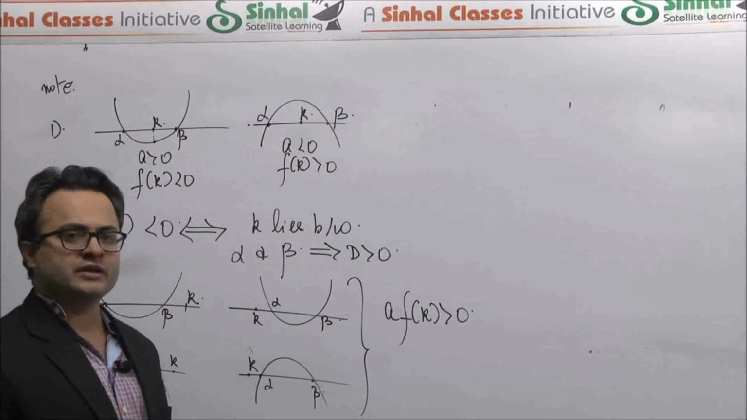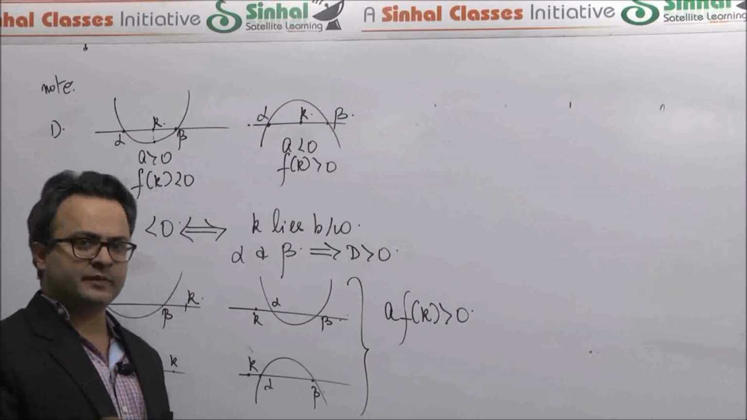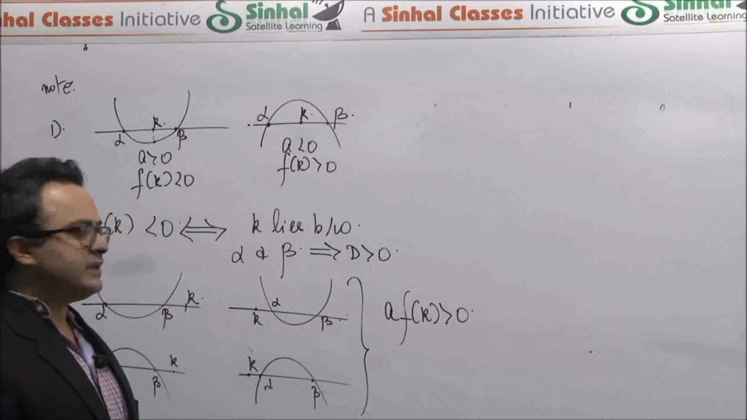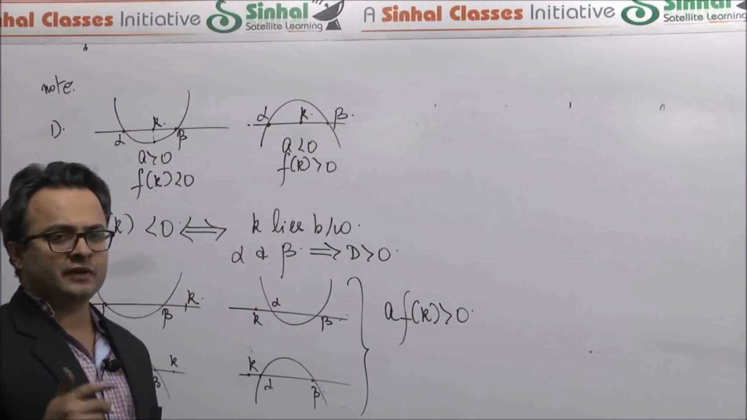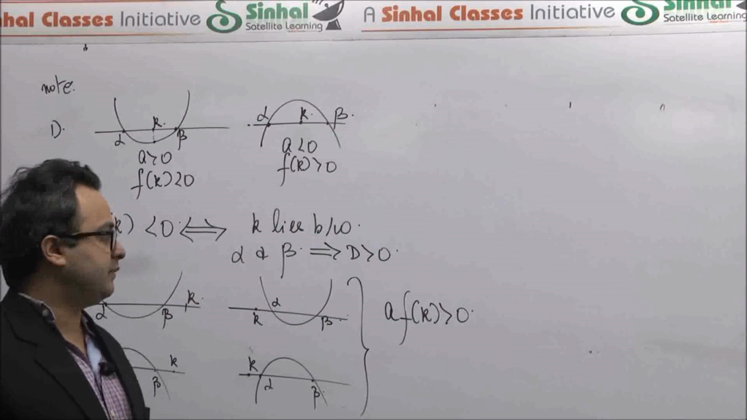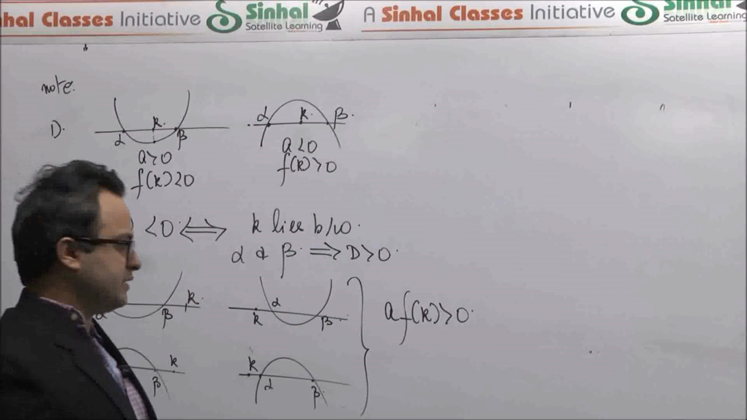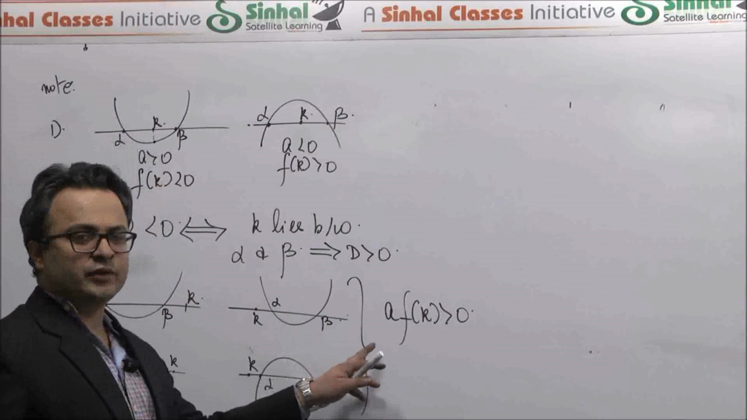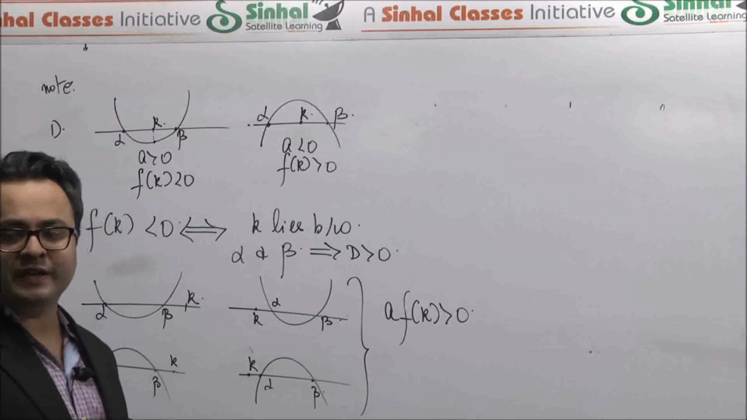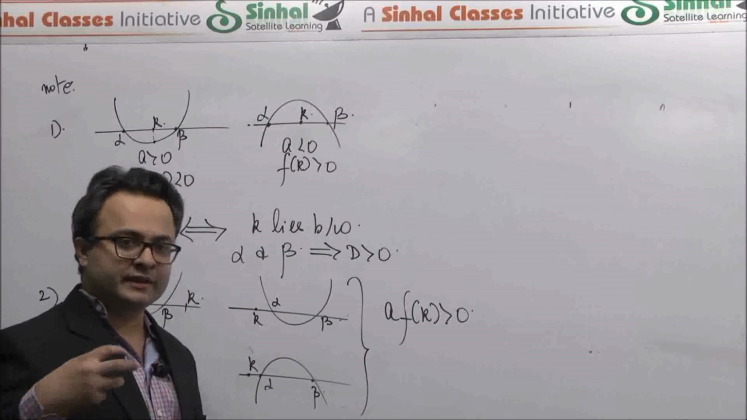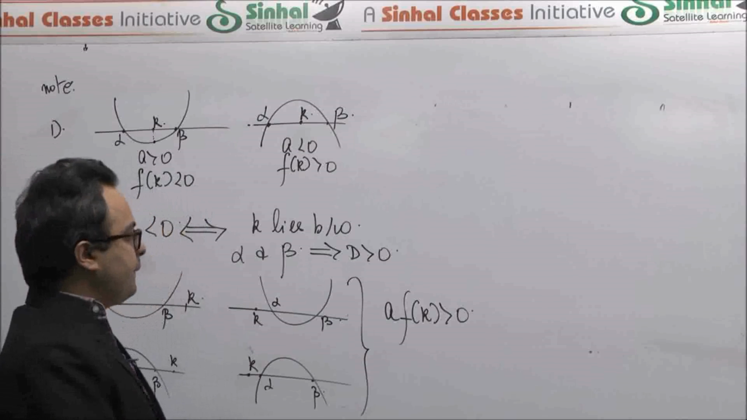And whenever you want to impose the condition that k lies between alpha and beta, we'll impose the condition that a into f of k should be negative. And just one additional thing, that a into f of k negative will automatically also ensure that the discriminant is strictly positive, which is something which will not necessarily hold true over here. Just by saying that a into f of k is a positive value, that will not necessarily talk about the existence of real roots, right?